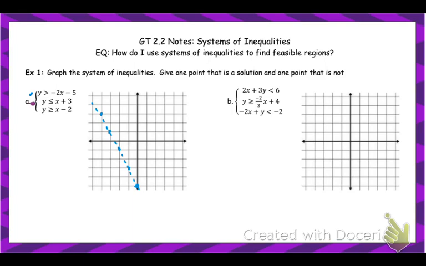Now I'm going to do y is less than or equal to x plus 3, so y-intercept of 3, slope of 1. And this time it's going to be a solid line. And then my last line, y is greater than or equal to x minus 2, so y-intercept of negative 2. Again, a slope of 1. And there's that line.